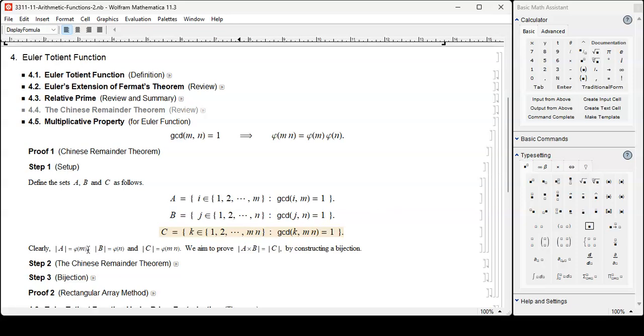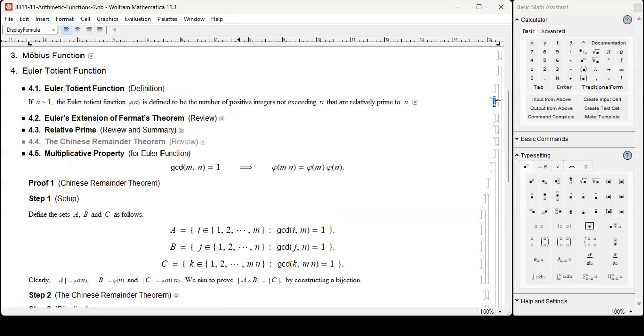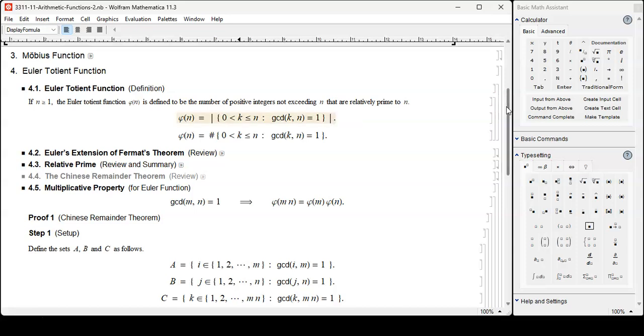Needless to say, the number of elements of A is phi of m, the number of elements of B is phi of n, and the number of elements of C is phi of m times n. Clear from the definition of the Euler totient function, isn't it the case? Yeah.